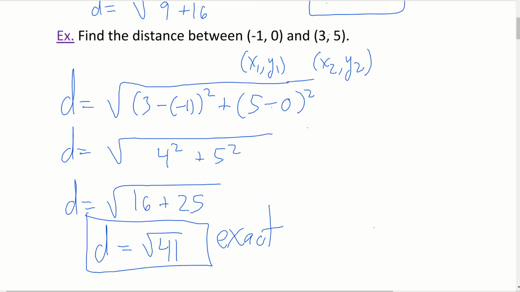And for the majority of the questions and on the exams, I want you all to put your answers in exact form. However, if this would be like some kind of applied problem, or maybe you actually need an exact measurement, then you could go ahead and approximate it. If you punch this into your calculators to 2 decimal places, this would be approximately about 6.40. Okay, and that would be an approximate answer. For us, the goal right now, unless otherwise stated, is to always leave your answers in exact form for distances, meaning simplified radicals.